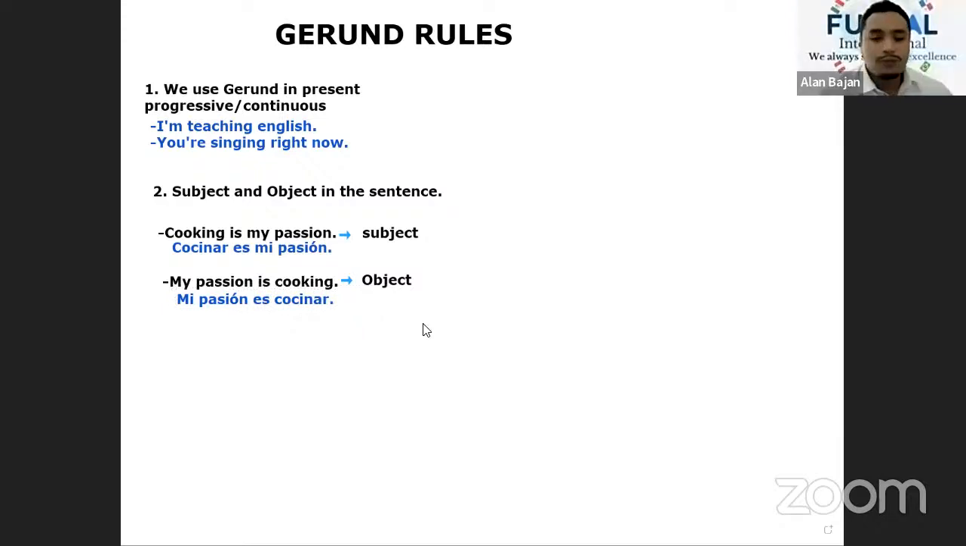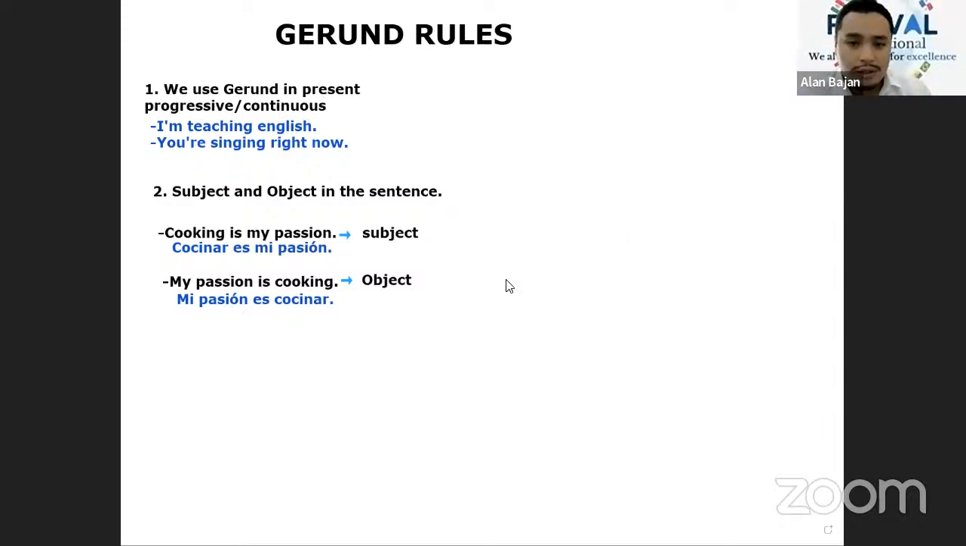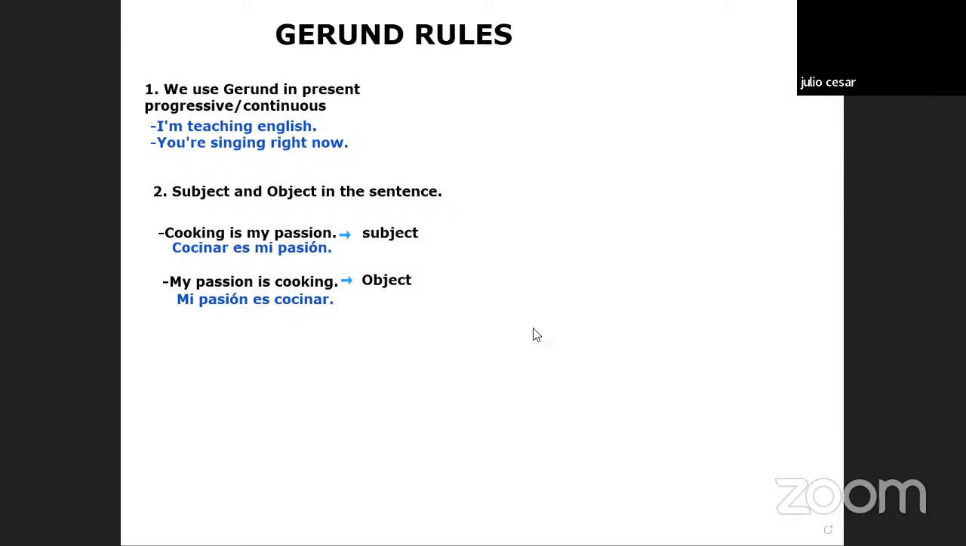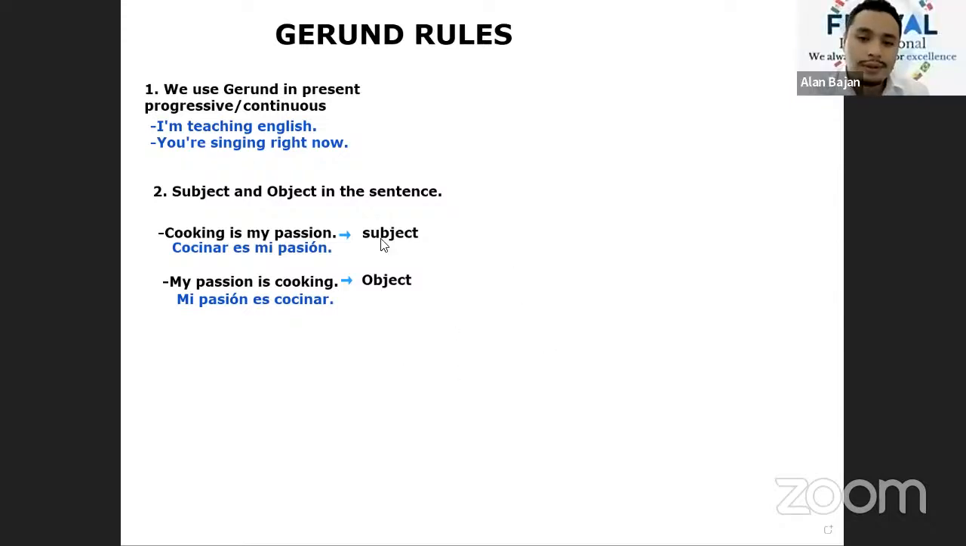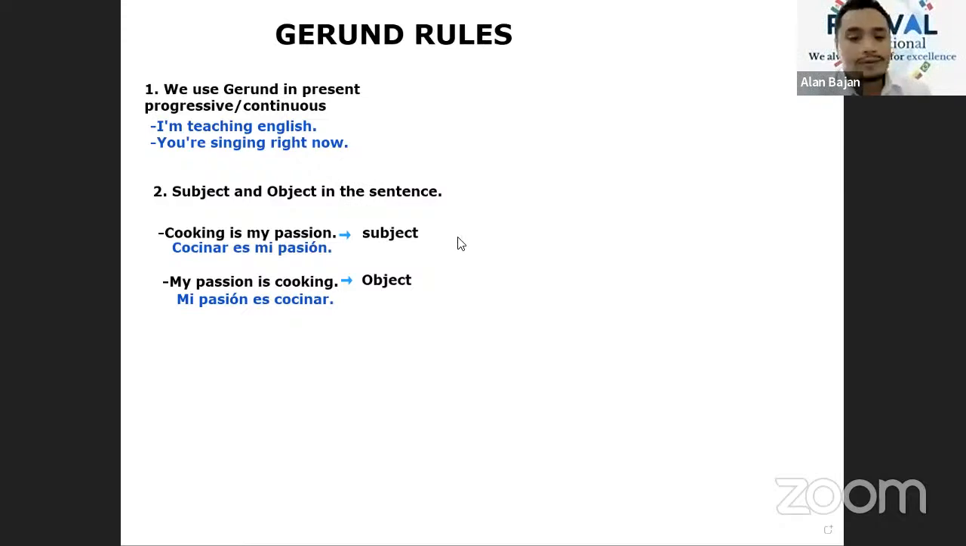So listen please, we don't translate this as cocinando es mi pasión o mi pasión es cocinando. That doesn't work in Spanish, only in English. That's why when you listen to the missionaries learning Spanish, they say, leyendo las escrituras es bueno para los investigadores, because they translate it in infinitive: reading scriptures is good for the investigators. Yes, we translate in infinitive. Awesome.